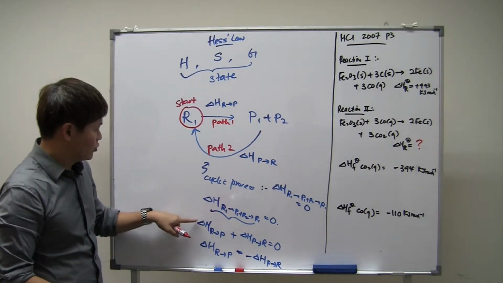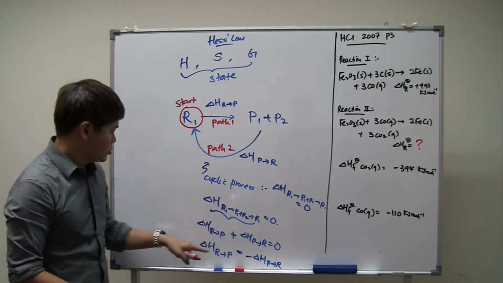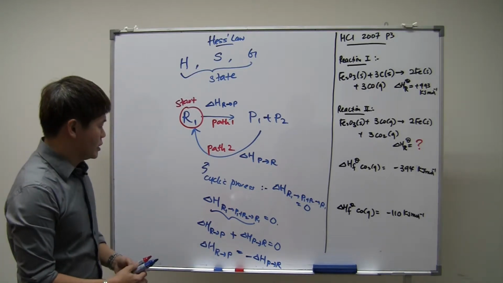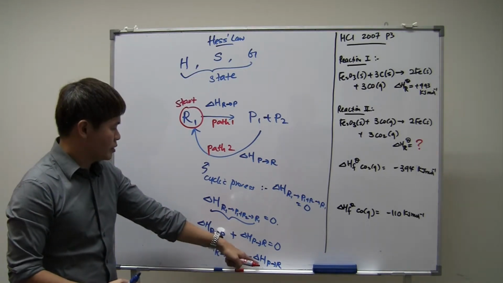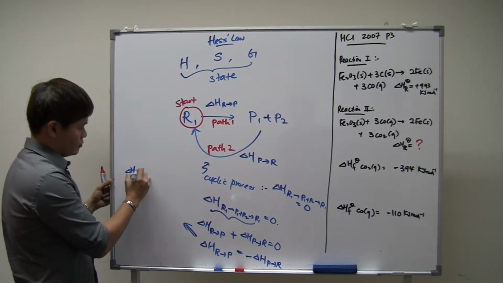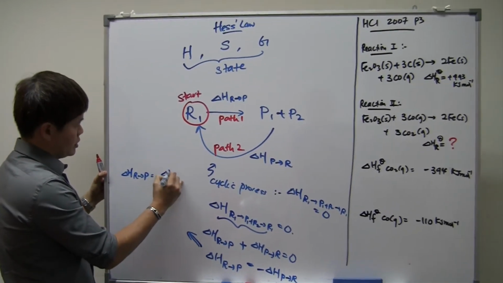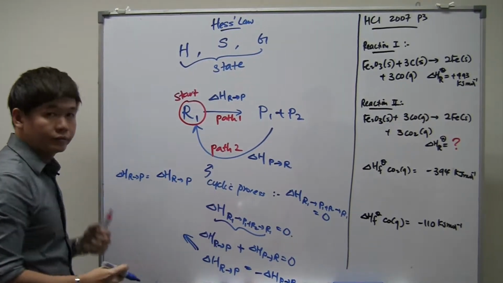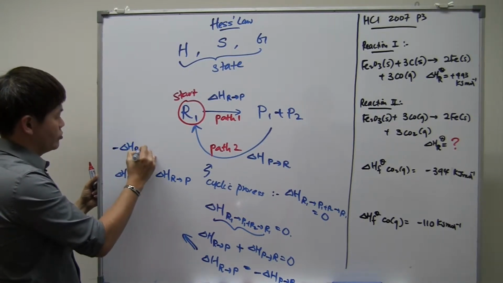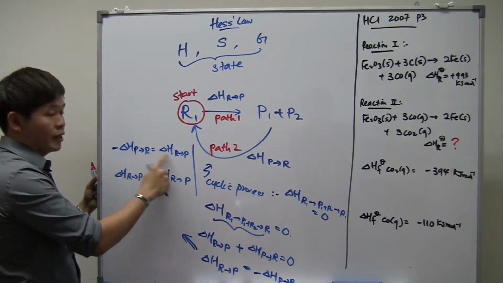This is actually following from our cyclic functions, our cyclic process state functions. The sum of enthalpies is 0. So we bring this second term to the right hand side, and you get a negative sign over here. Now we do know that the negative of the enthalpy of the product to reactant is nothing but just the enthalpy change of reactant to product, right? Because the negative of enthalpy change of product to reactant is the same as the enthalpy change from the reactant to the product. It's the same magnitude but a different sign.